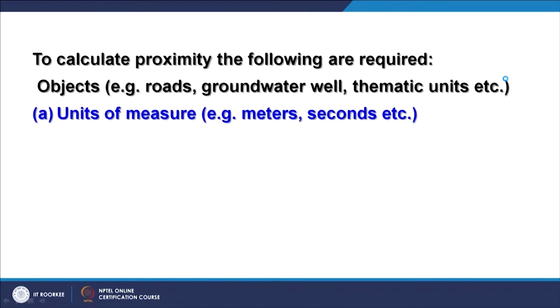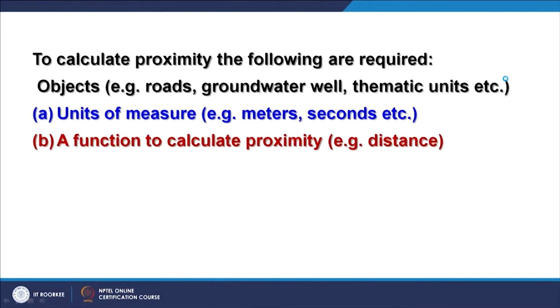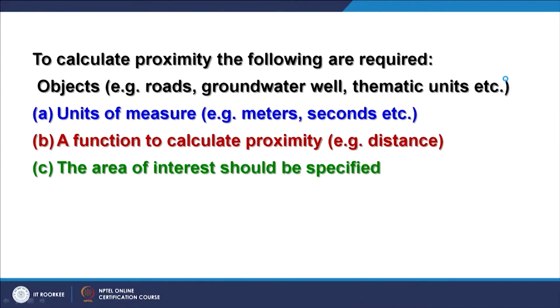And then you require a unit of measurement, because if buffering has to be created, then you have to provide whether it has to be in terms of distance, or in terms of time, or in terms of concentration. And then a function, basically an algorithm or knowledge about the phenomenon for which you are going to use this proximity function, and that is used to calculate proximity. That, for example, might be a distance, but this is not always true. There might be some other functions also.